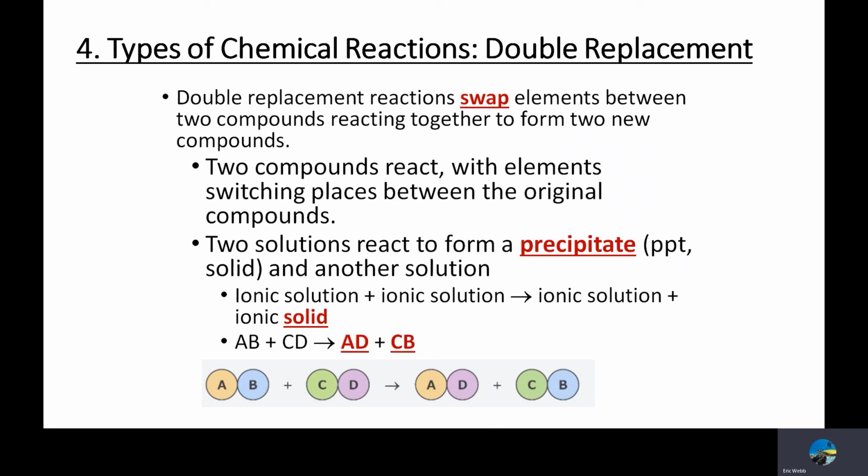So with our letter equation, you start with AB and CD. Our products will be AD and CB. Just have a switch there between the B and the D.